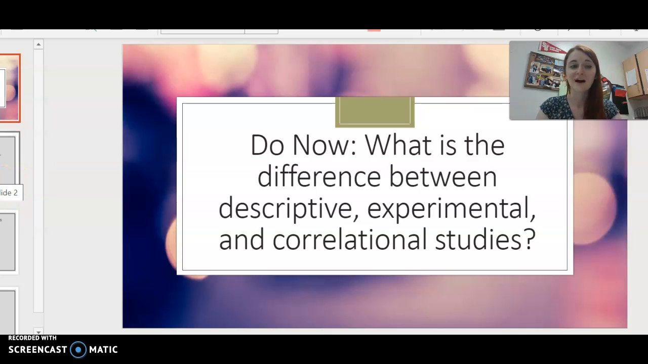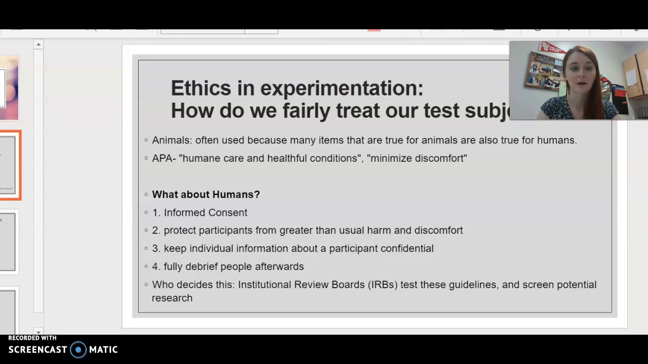Now that we finished that, on to the new material, which is ethics. Okay. Ethics and experimentation. This is basically asking, how do we fairly treat our test subjects? Okay, animals are the easy thing to look at because I think we're all pretty horrified when we mistreat animals. We like in psychology to use animals quite frequently in our experiments. What's true for animals tends to be true for humans, and it's a much simpler experiment to run than necessarily getting a human involved. Okay, the APA, which is the American Psychological Association, they've put out some guidelines about how you should treat animals.